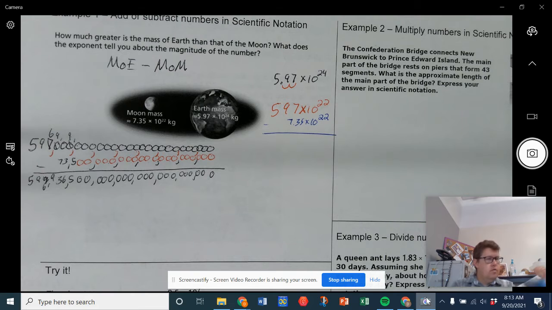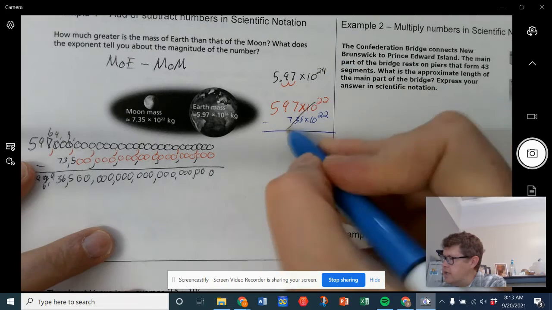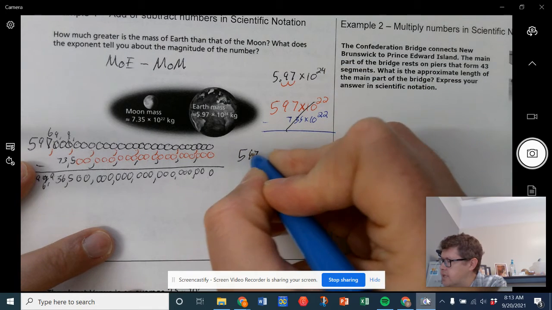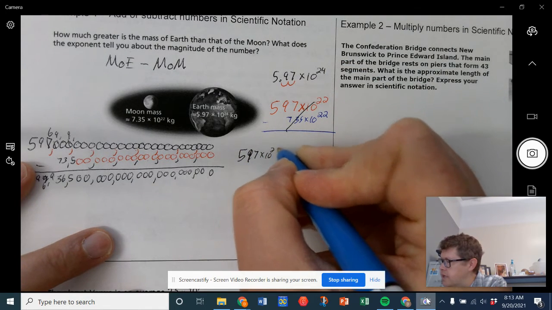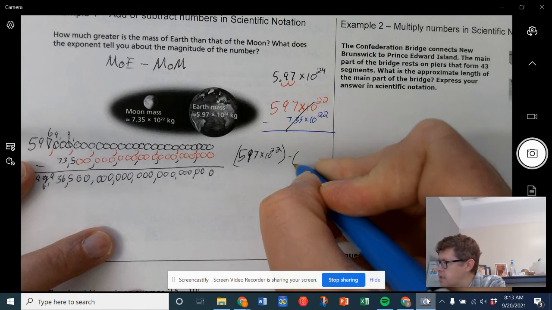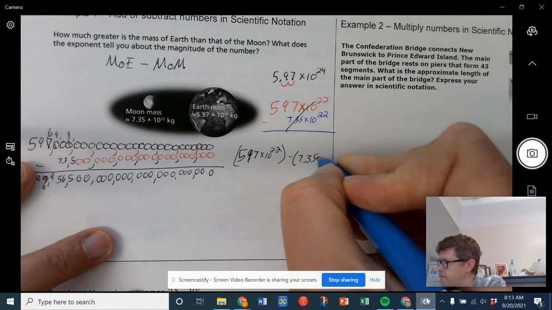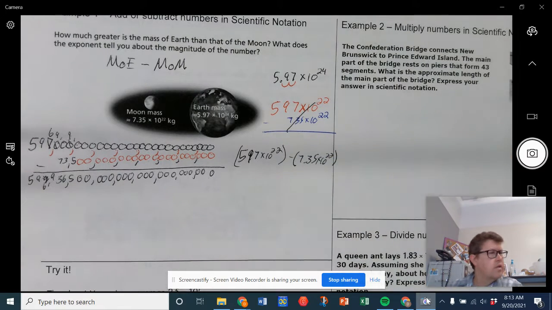One second here. Oh, well, I know what I'm doing wrong. Yeah, because I was like, that's not going to work out. So the idea here is that, sorry, we're going to change that. It's 597 times 10 to the 22nd, right? Minus 7.35 times 10 to the 22nd.